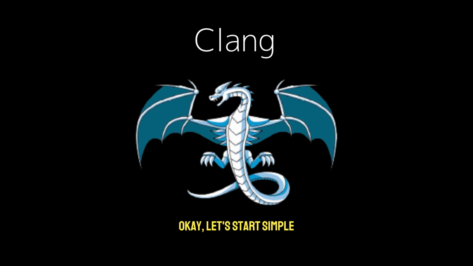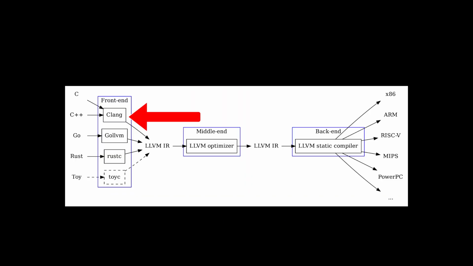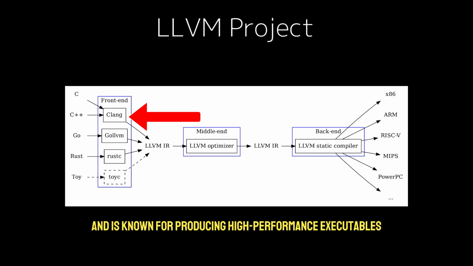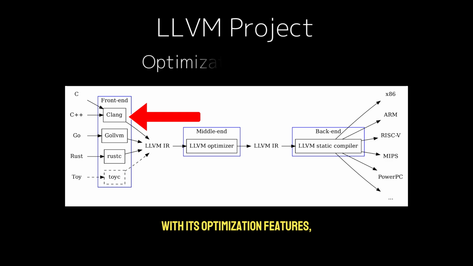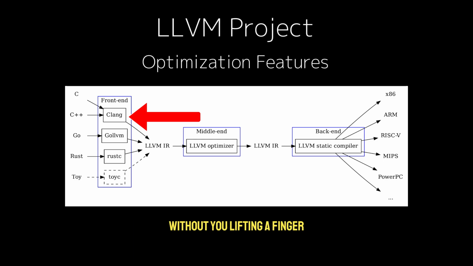Okay, let's start simple. You've probably heard of compilers like GCC, but have you heard of Clang? It's part of the LLVM project and is known for producing high-performance executables. But here's the kicker. Clang does more than just compile. With its optimization features, Clang can take your basic code and make it run faster, use less memory, and even improve code readability without you lifting a finger. But how? That's where it gets interesting.